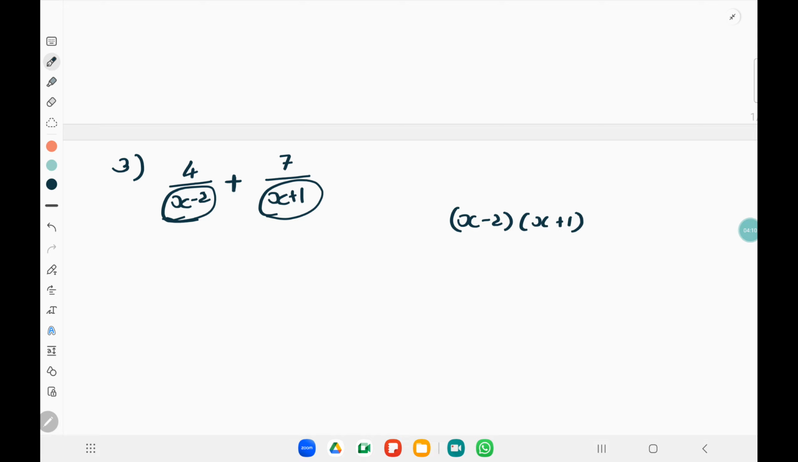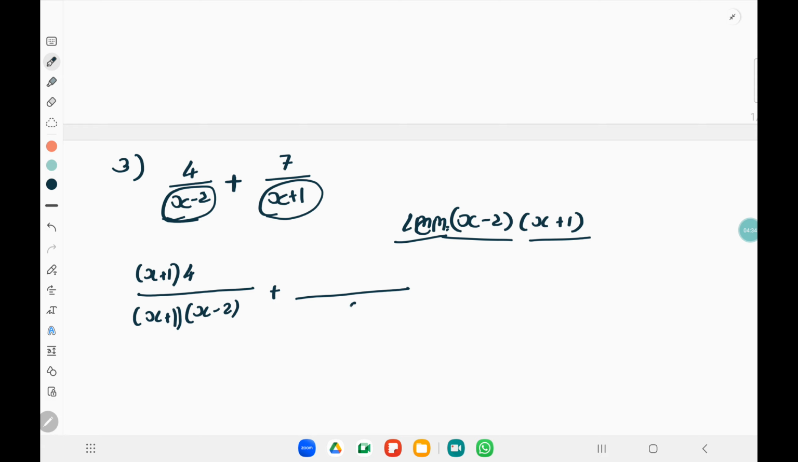This is our LCM. So the first fraction already has x minus 2, but it does not have x plus 1, so I multiply by x plus 1 according to this LCM. We decide the LCM according to that. Plus the second fraction has x plus 1, but it does not have the x minus 2 bracket, so we multiply top and bottom by x minus 2.